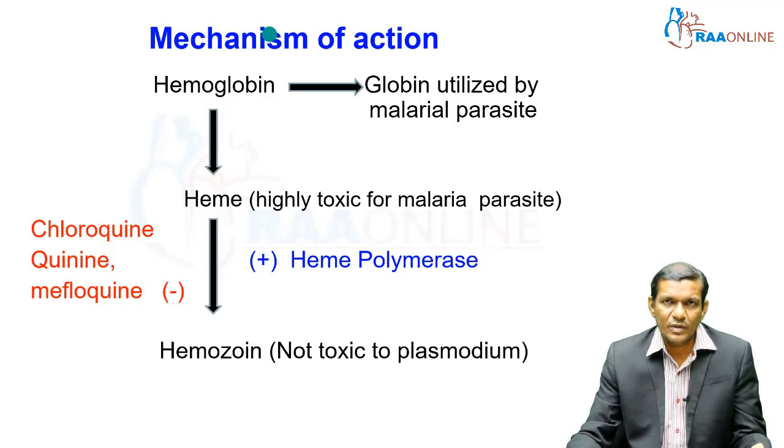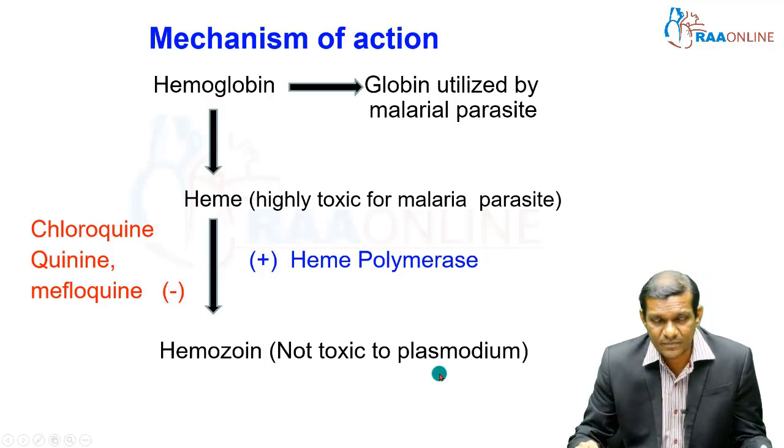What happens when the hemoglobin breaks down? It gets converted to heme and globin. This globin is nothing but protein, amino acids. So the malarial parasite utilizes these protein amino acids for its growth. At the same time, this heme is highly toxic for the malarial parasite. So the normal physiological thing that the parasite will do is release the heme polymerase enzyme, and thereby the heme is converted to hemozoin, and this hemozoin is non-toxic to Plasmodium species. This is how it survives.